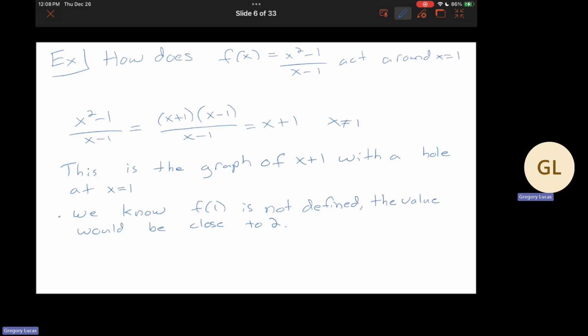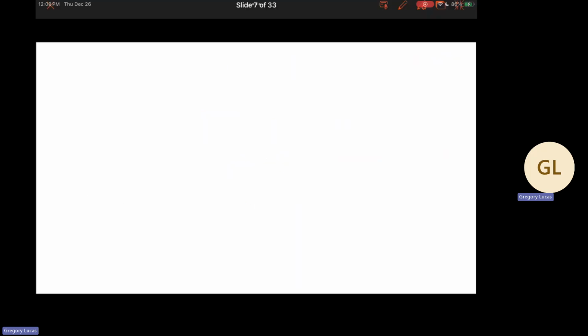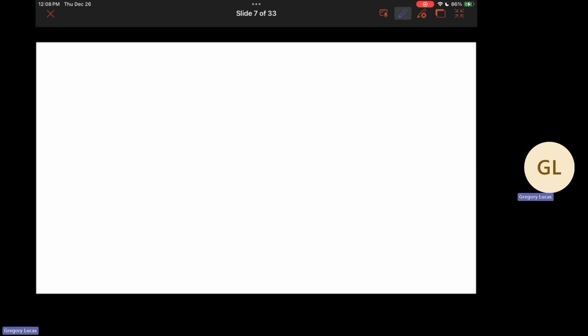So I'm going to give you a definition, and I'm going to call this the informal definition. So this is our informal definition of a limit. So we write, we're going to say the limit as x goes to c of f of x is equal to L. And we say this as the limit of f of x as x approaches c is L.